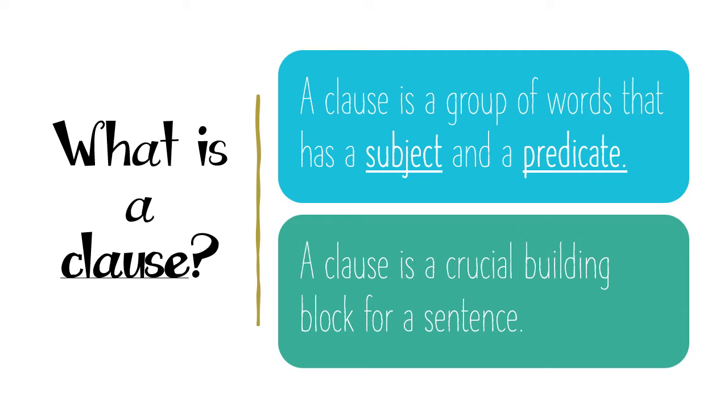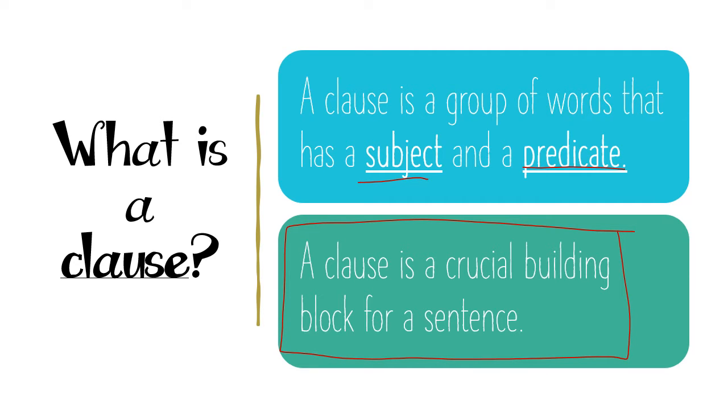Now, a clause is like a grammar vocab word that you might hear sometimes. It's not clause like Wolverine claws, and it's not clause like Santa Claus. A clause is a grammar thing, and a clause is really just a group of words that have a subject and a predicate. And I'm going to explain more about what a subject and a predicate are in just a moment. But the big idea is that a clause is a crucial building block for a sentence.